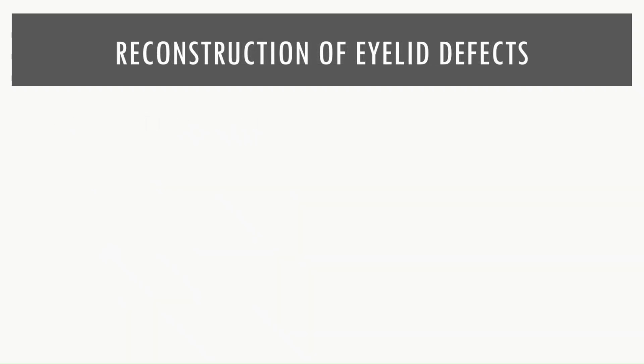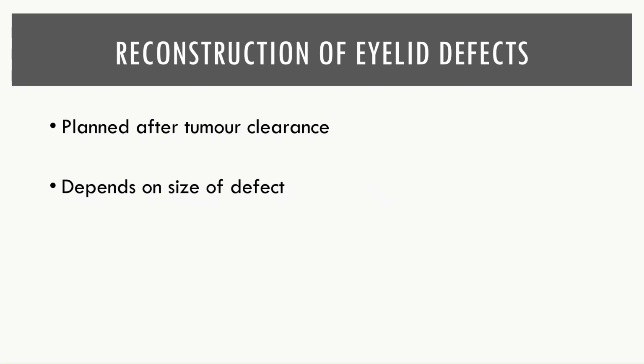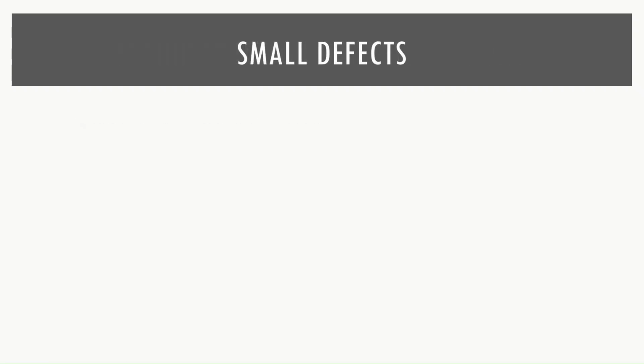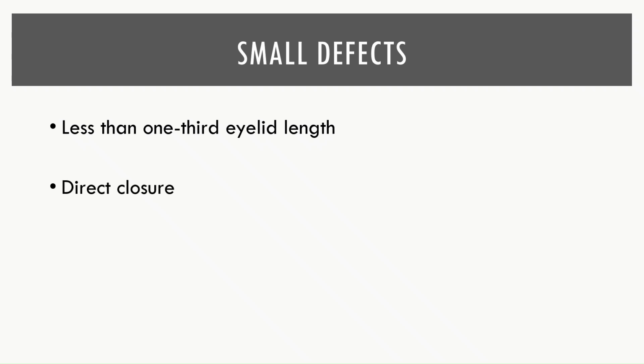Eyelid reconstruction is undertaken only after complete tumor clearance. The method of reconstruction depends on the size and location of the defect and may be performed in single or multiple stages. Small defects involving less than 1/3 of the eyelid can usually be closed directly without significant functional or cosmetic compromise.